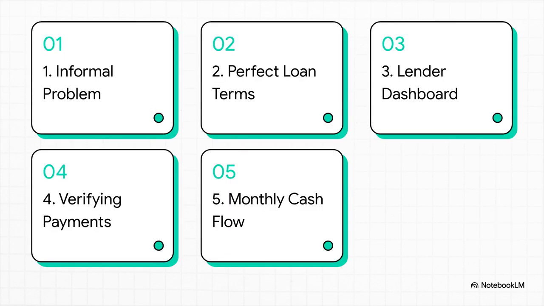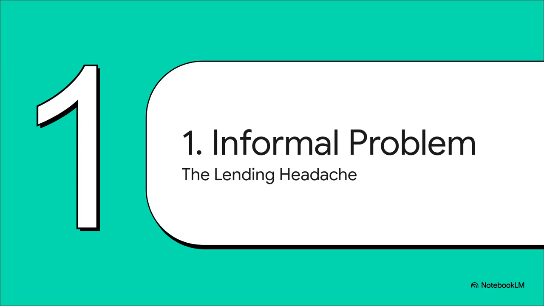So, here's our roadmap for today. We'll cover the informal lending problem, setting perfect loan terms, your active lender dashboard, verifying every single payment, and finally, mastering your monthly cash flow. Let's get to it. Part 1.